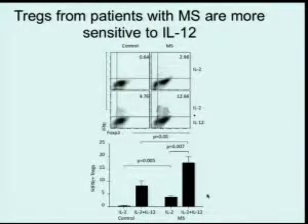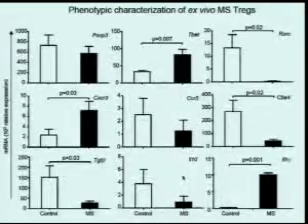Marga's the first author. We then looked at whether Tregs from patients with MS are more sensitive to IL-12 ex vivo. So if you culture them for 4 days with IL-12, here's an example. Control, MS, you can see that there's more induction of gamma interferon in the patients with MS compared to control subjects. Here's a summary of these data, that IL-12 induces more gamma interferon secretion.